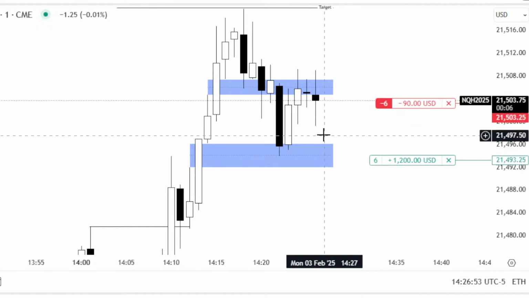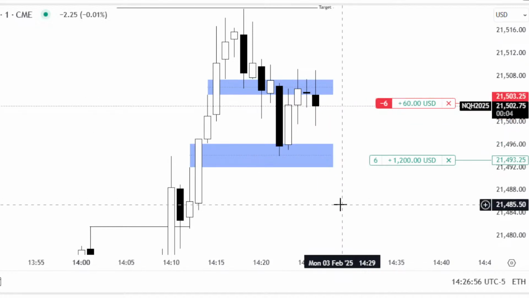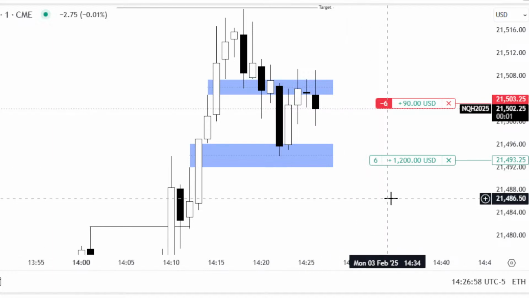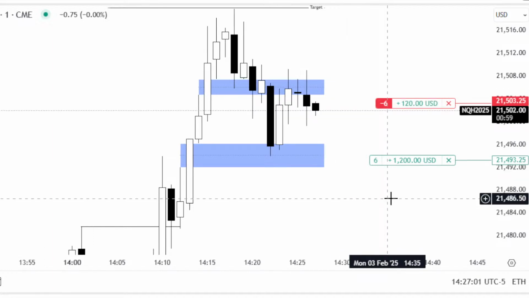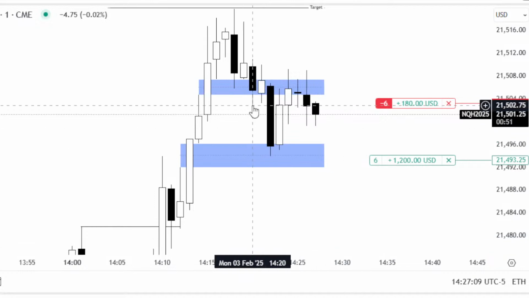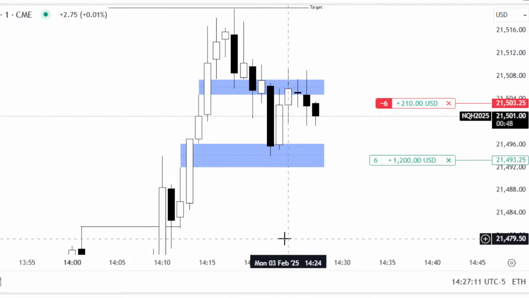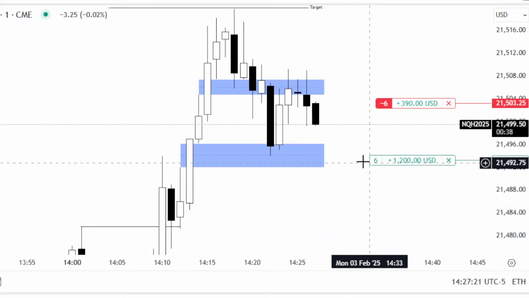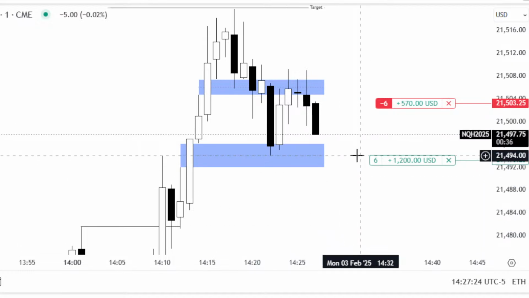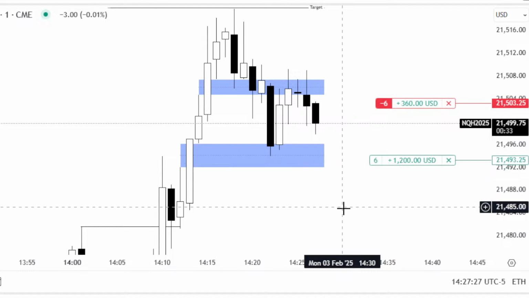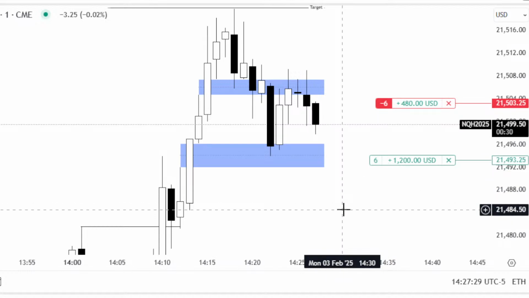Like to see that push lower. Never a good place to be stuck between two fair value gaps, especially if you need direction. Let's see if we can get that push.